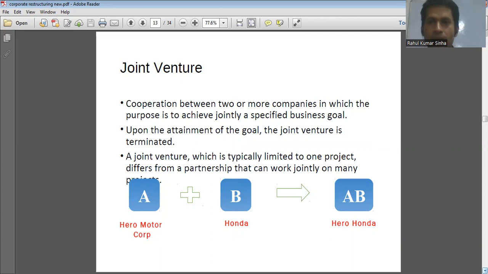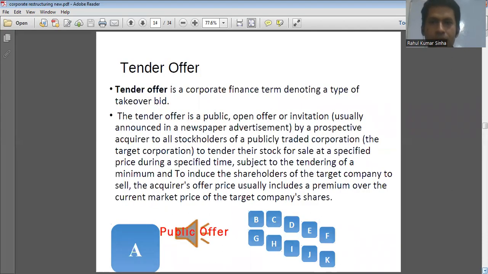So there can be various goals of the company. And when you achieve the goal, the joint venture is terminated. So a joint venture, which is typically limited to one project, differs from a partnership that can work jointly on many projects. So a joint venture is different from a partnership. Why do you go for a joint venture? For attaining a specific goal.